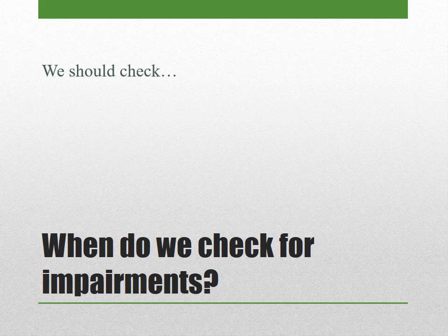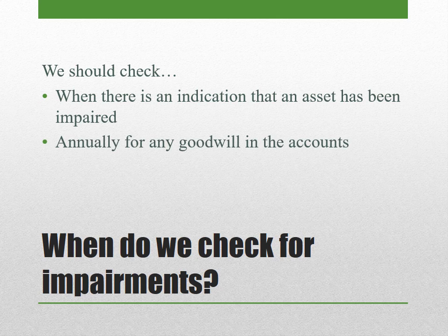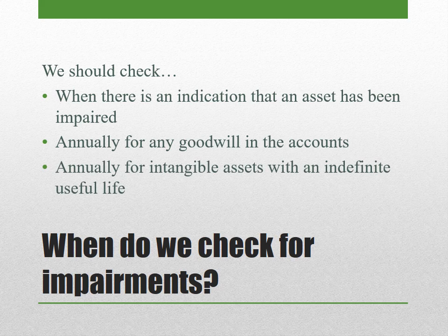Well, what we do is we check the following. First of all, we check for impairments where there is an indication that an asset has been impaired, and we'll look at what we mean by an indication in a minute or so. We will also check any goodwill in the accounts annually for impairments, and likewise for any intangible assets that have an indefinite useful life, we will also check annually for impairment. So we might be talking there about, let's say, a brand name that might be included in the company's accounts.